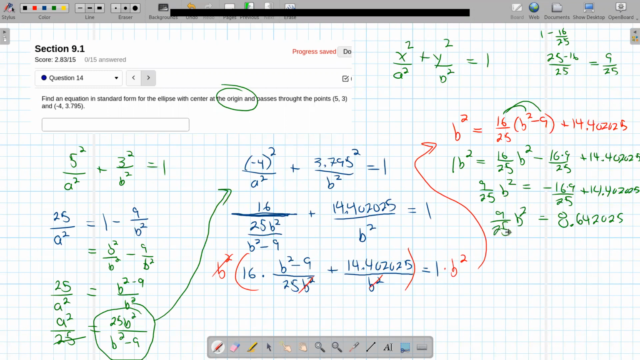And then next, instead of dividing by 9/25, we could multiply by the reciprocal. So b squared equals 25/9 times that, 8.64025. And that's going to give me b once I take the square root.